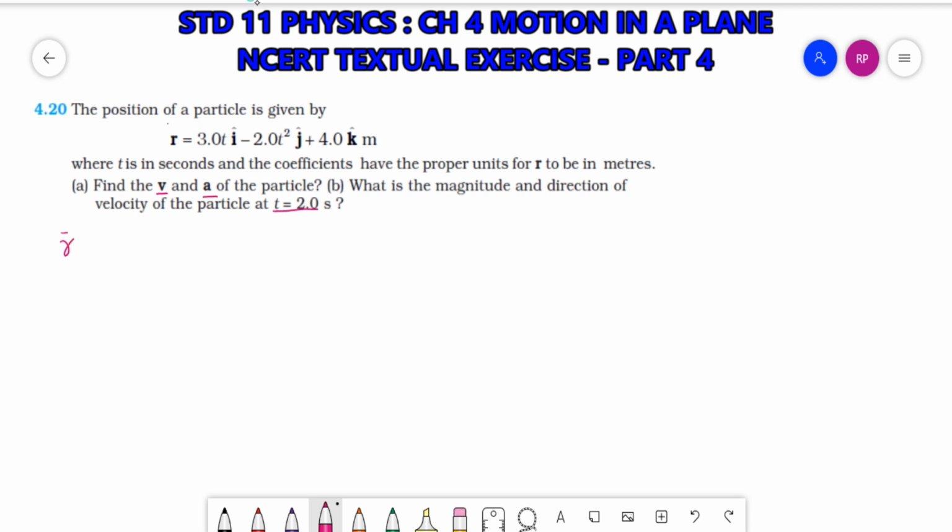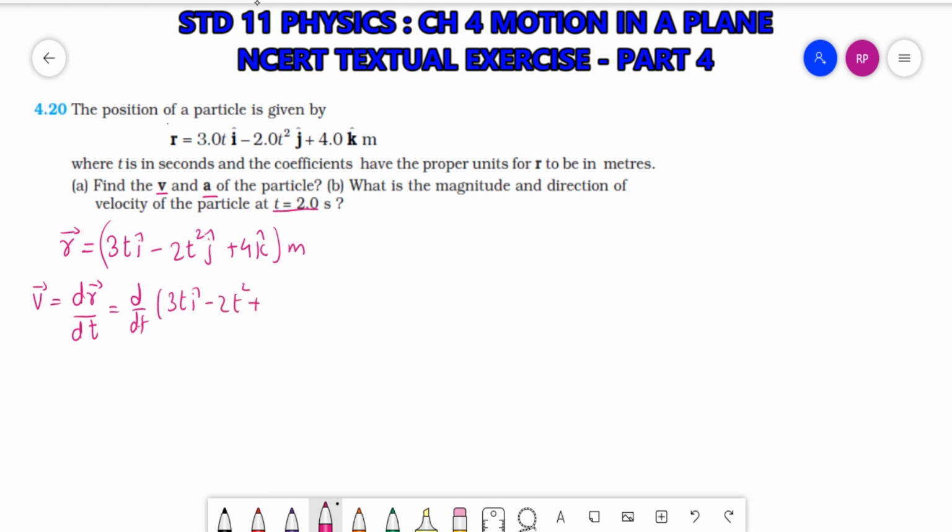So first let me write down the given equation, that is r is equal to 3t i minus 2t square j plus 4k meter. Now for velocity, v is equal to dr by dt. So take the derivative of 3t i minus 2t square j plus 4k. Clear? The derivative of 3t is 3, so 3i. The derivative of 2t square is 4t, so minus 4t j. The derivative of 4 is constant, so it's 0. So the equation for velocity is 3i minus 4t j.